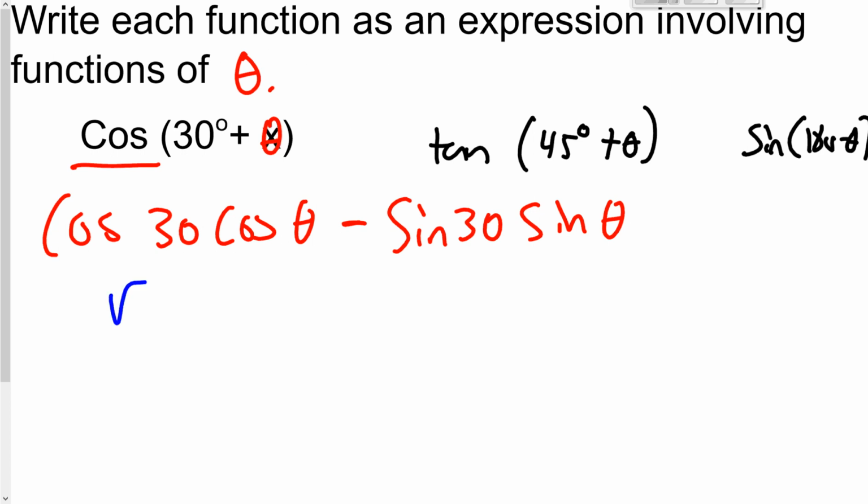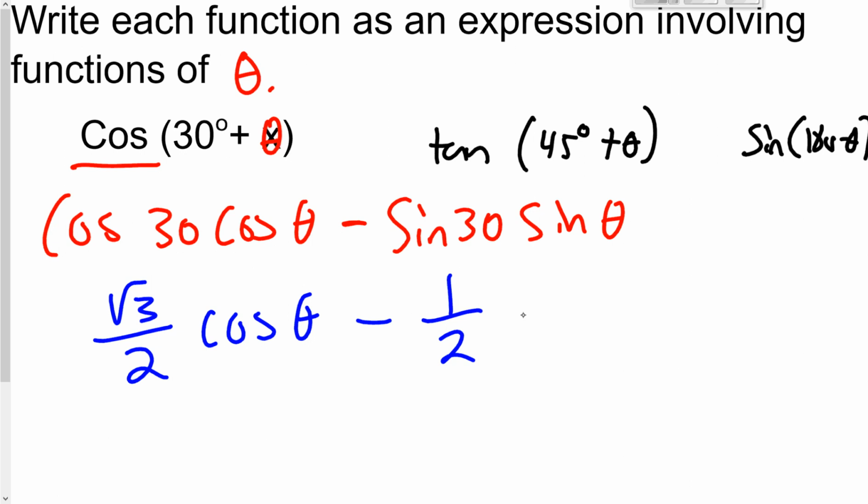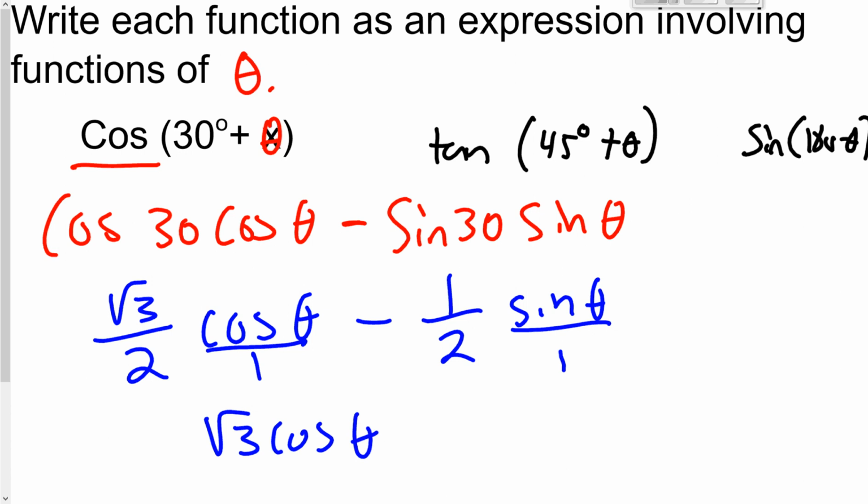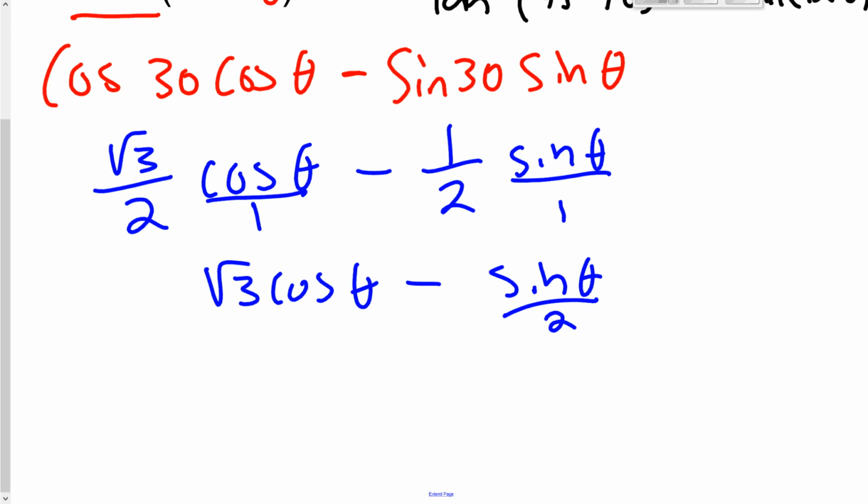Cosine of 30 is root 3 over 2. Cosine of theta we don't know, so we just leave this as cosine of theta, and then subtract sine of 30, which is 1/2, times sine of theta, which we don't know. So then we just have this. This is in the numerator, this is in the numerator, right? So we can multiply tops, we get root 3 cosine of theta minus sine of theta over 2. And then this is over 2 as well, because 2 times 1 is 2.